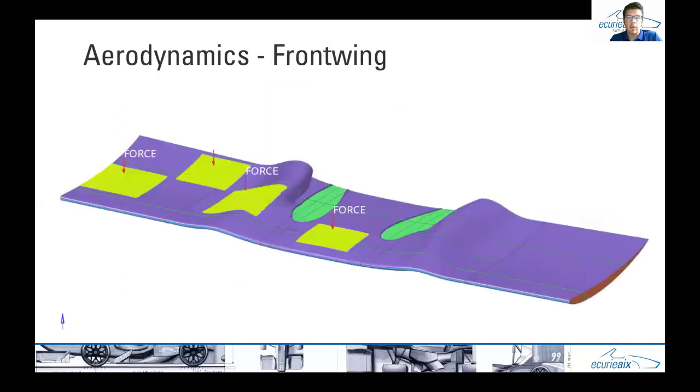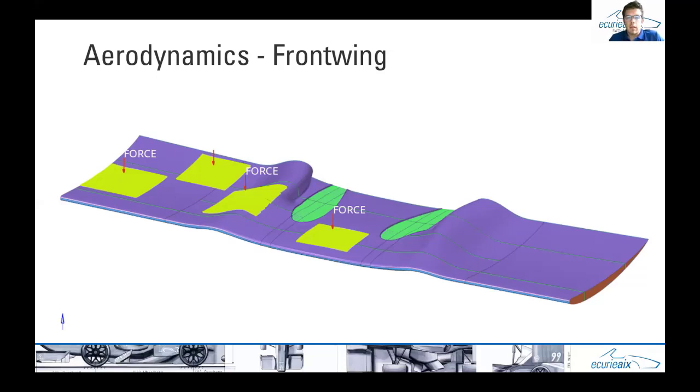And another example is the front wing. Here you can see the main element. It includes a lot of points where the force acts. We did this because we want to be sure that at every point the part is fine with the rules.